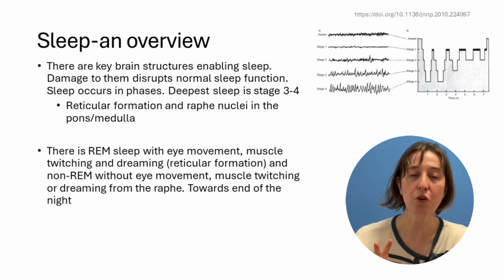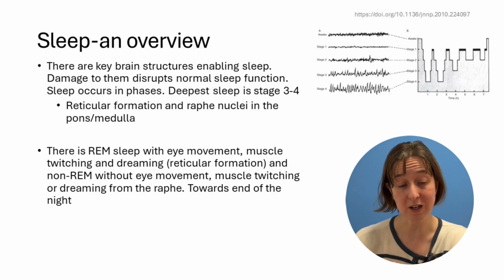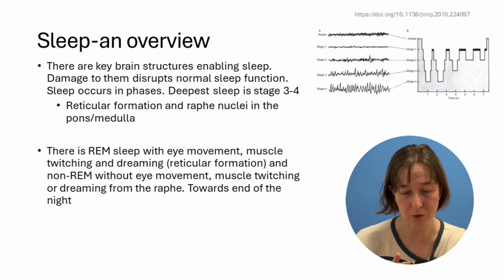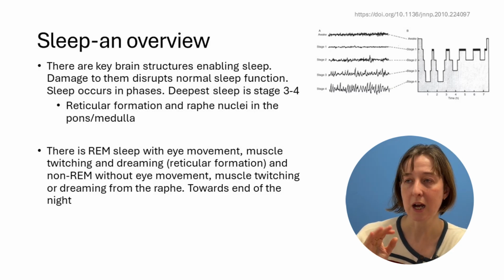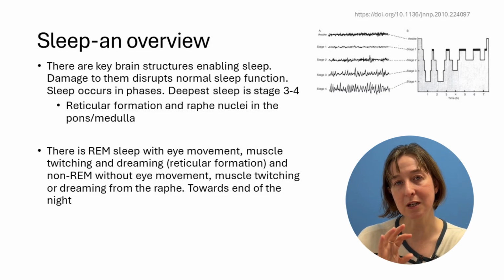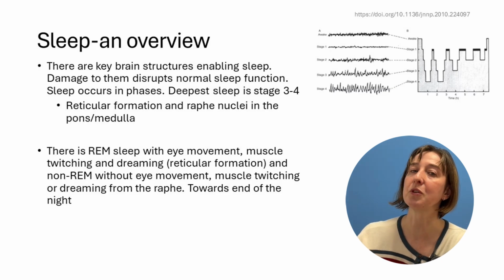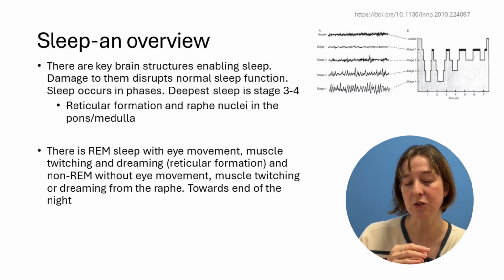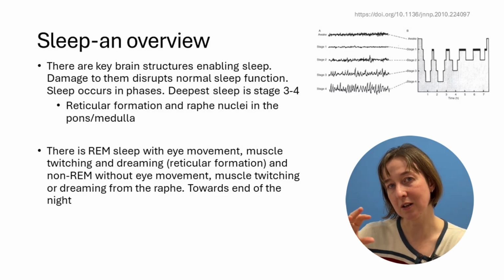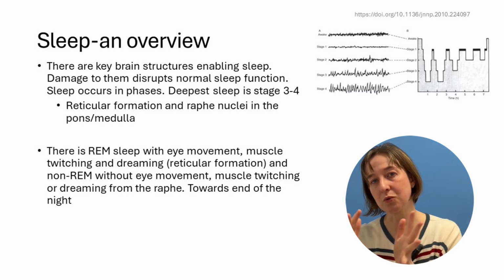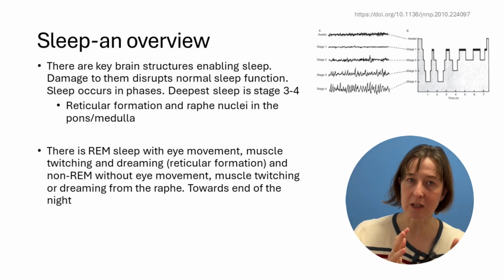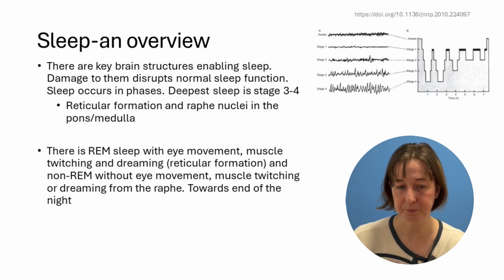And we have non-REM sleep, which is more of your sort of restful sleep, and there's no eye movement, no muscle twitching, and that comes in phases, so 1, 2, 3, 4. 4 is the deepest and most restful sleep and tends to come at the beginning of the night, and you tend to dream more later in the night. So more REM, more dreaming towards the end of the night, more deep sleep towards the beginning of the night.